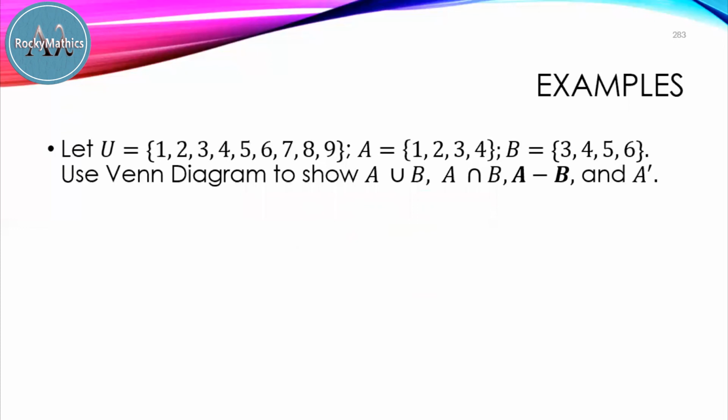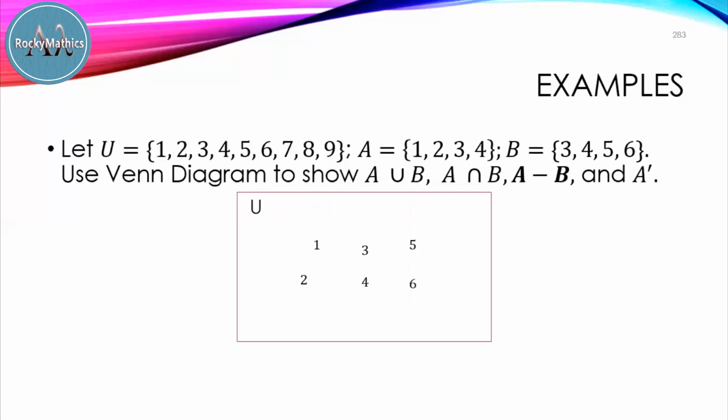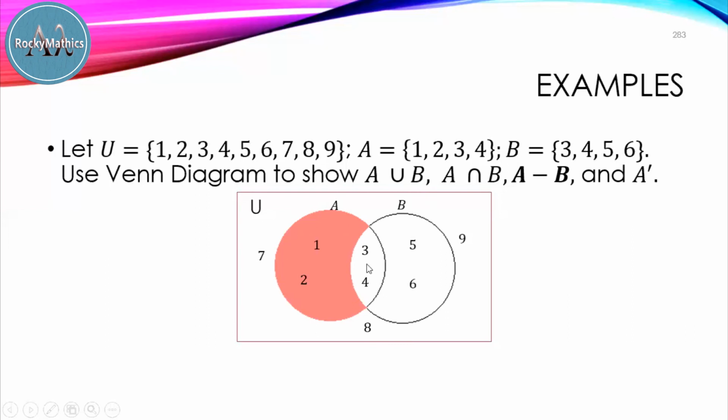How about A minus B? Again, A minus B is all the elements in A but not in B. So we have 1, 2, 3, 4, 5, 6, 7, 8, 9. These are the elements in the universal set. So this is the Venn diagram for A minus B, all the elements in A but not in B. If we are asked what are the elements of A minus B, the elements of A minus B are 1 and 2 only.